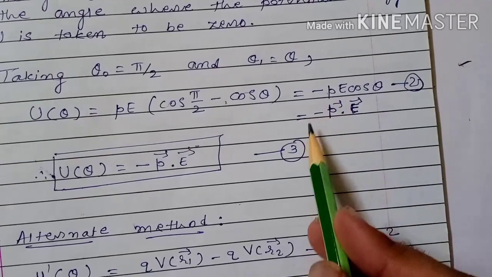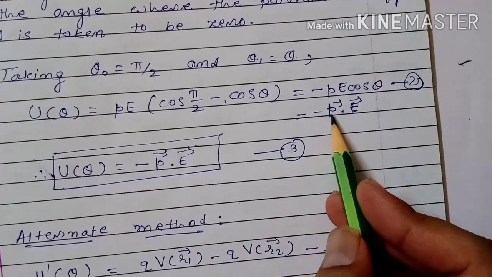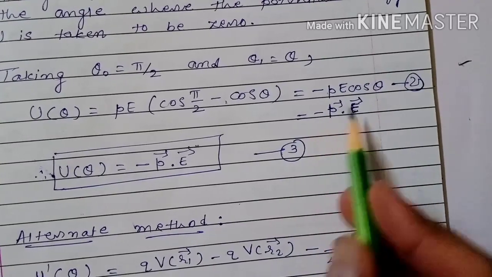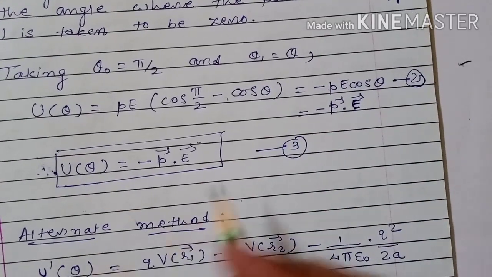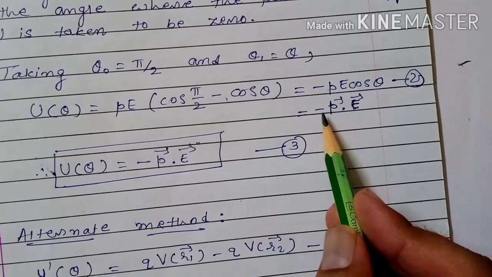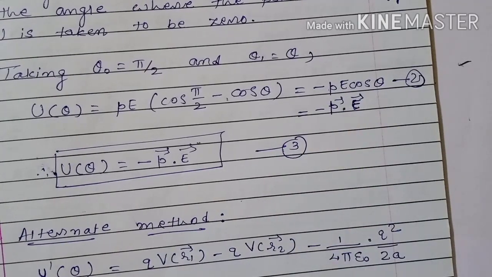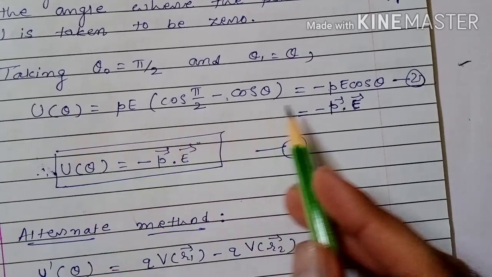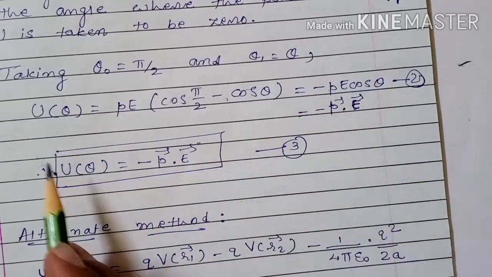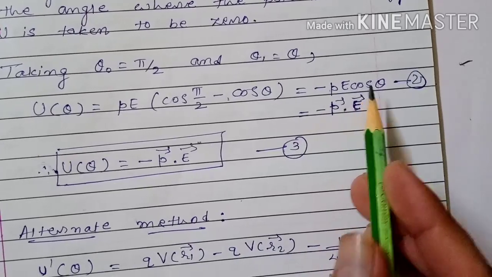So this can be written as minus P vector dot E vector. Dipole moment is a vector quantity, electric field is a vector quantity, and the scalar product of these two will give you potential energy at a particular angle theta. So U theta is equal to minus PE cos theta. If you want to find potential energy at a particular angle, then this is the formula of potential energy. U theta is equal to minus PE cos theta.